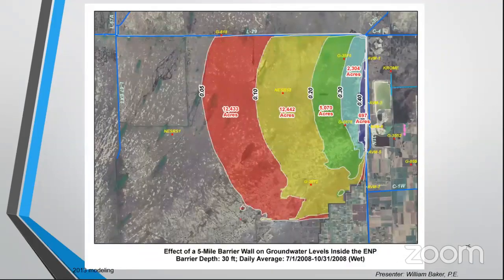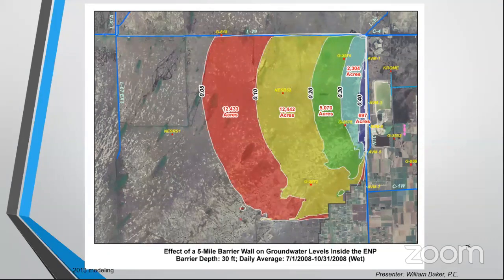Next slide, please. So this is the modeling that we did to sell the additional 3 miles of wall. And we were showing that we would get about a 0.4 increase in stage right adjacent to the wall in the middle. So it looks like we've exceeded our expectations.